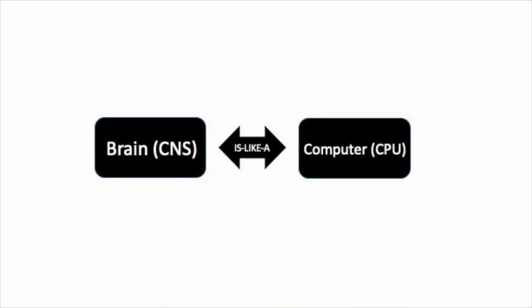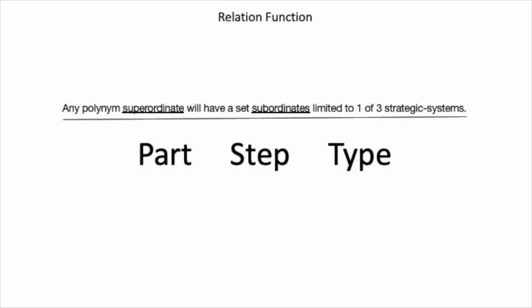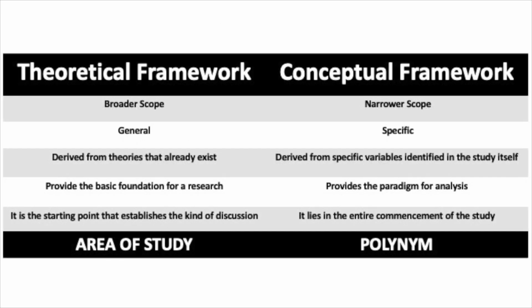In normal human use, polynyms can provide literal or figurative understanding. In the database, every polynym is either a part, step, or type. This too is a polynym. We can consider polynyms in terms of conceptual and theoretical frameworks. Because of the way polynyms are entered into the database, as we'll see, it's probably best to think of the polynym as a conceptual framework and the theoretical framework as the area of study.